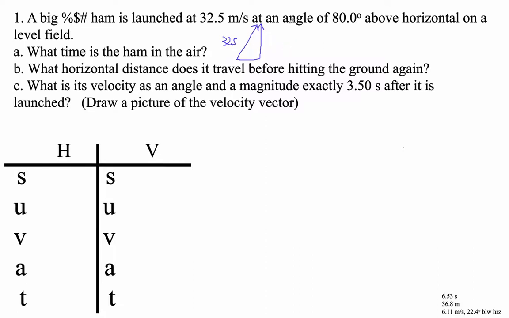So after checking that my calculator is in degrees, I'm going to go 32.5 cos 80, that's my x, 5.6436. So 5.6436 meters per second in the x direction is our initial velocity, right? And then in the y direction, it's 32.5 sine of 80, which is going to be big. 32.006 meters per second in the y direction, because we're nearly launching it straight up, right?